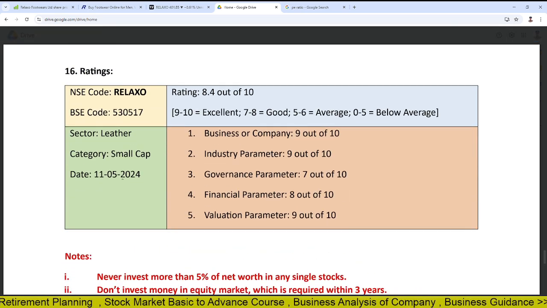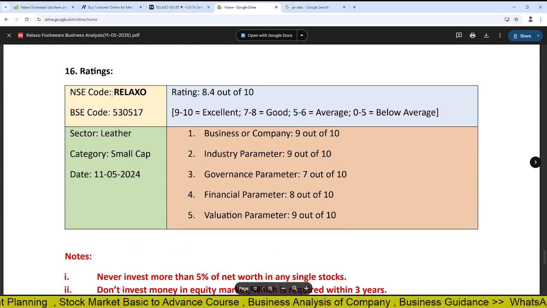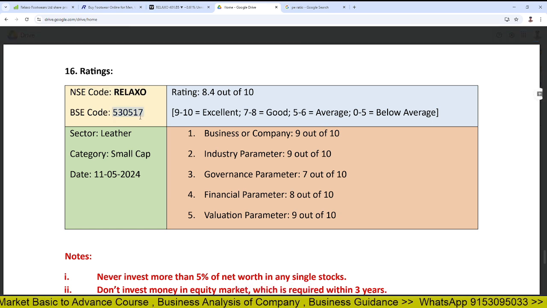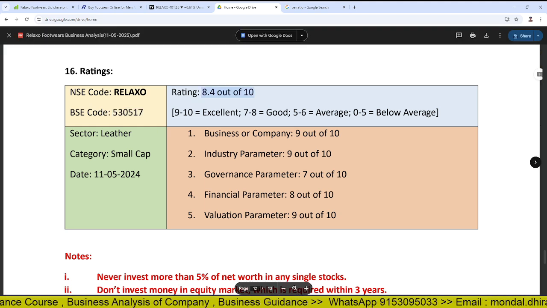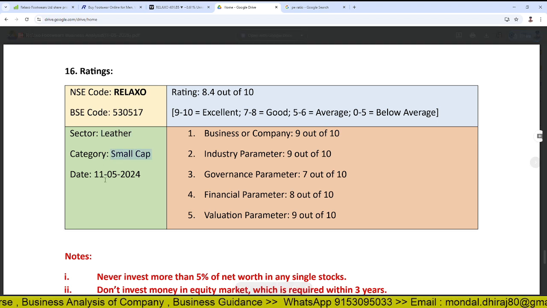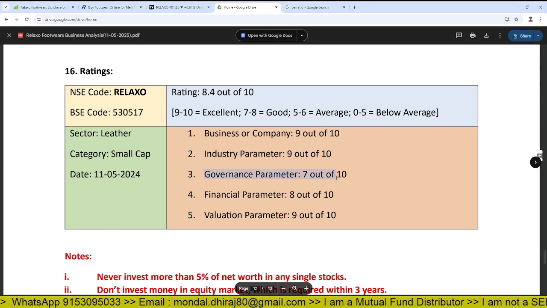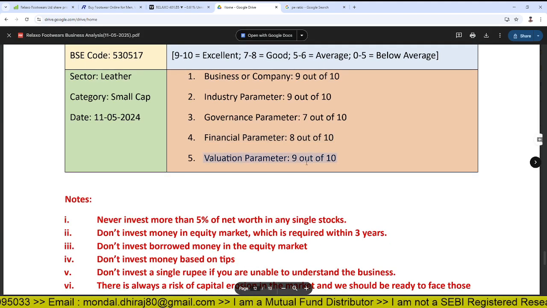Let us discuss the ratings. If you are searching for this company, the NSE code is Relaxo and the BSE code is 530517. Rating is 8.4 out of 10. Sector is leather, small cap category company. Today's date is 11th May 2025. Business or company is 9 out of 10, industry parameter 9 out of 10, governance parameter 7 out of 10, financial parameter right now 8 out of 10, and valuation is 9 out of 10.